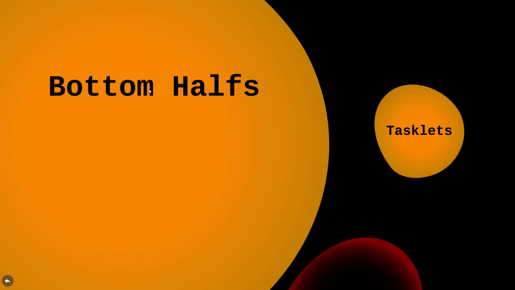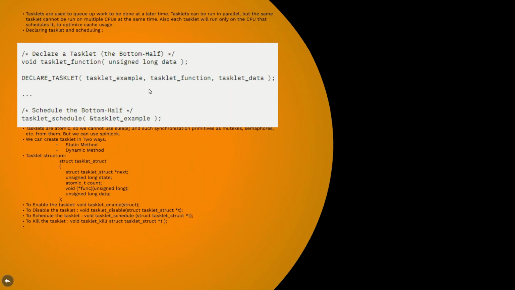So how can we use tasklets in Linux device drivers? What are tasklets actually? Tasklets are used to queue up work to be done at a later time. Tasklets can run in parallel, but the same tasklet cannot run on multiple CPUs at the same time. Different tasklets can run on multiple CPUs at the same time. Also, each tasklet will run only on the CPU that scheduled it, to optimize cache usage.